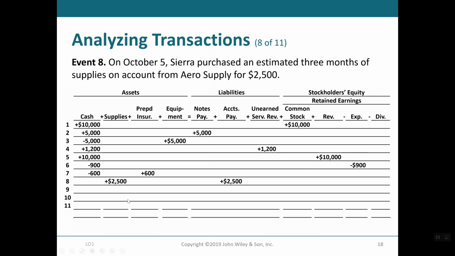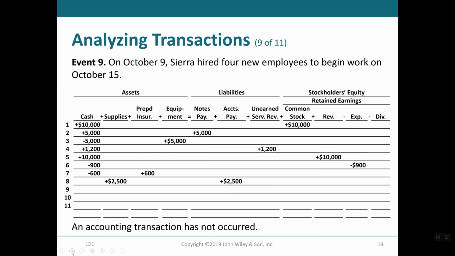So 2005, increase in assets. Because it's on account, you have not paid cash for it yet. It's also an increase in your accounts payable, which is also a liability. Okay. All right, this next one, on October 9, Sierra hired 4 new employees to begin work on October 15.